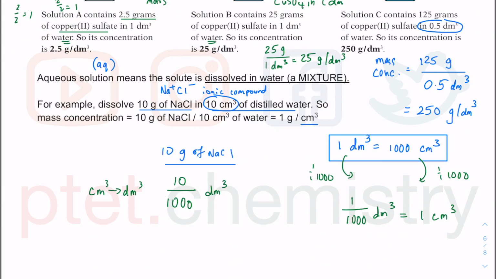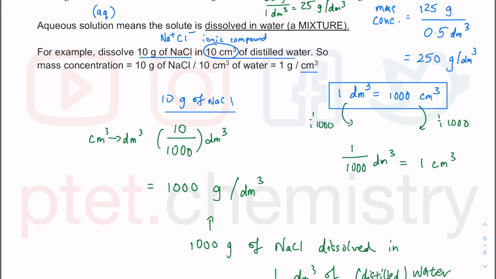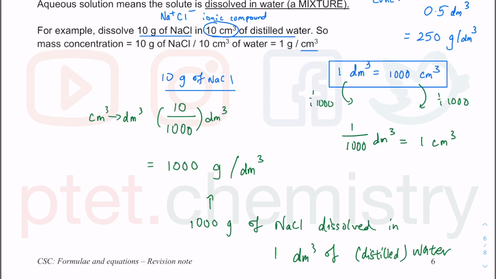What we have now is dm cube. So put it into your calculator. 10 divided by bracket, 10 over 1000. And then you will get 1000 gram of NaCl divided by 1 dm cube. So what does it mean? It means that you have 1000 gram of sodium chloride dissolved in 1 dm cube of distilled water. So our solvent is almost always water in your simple chemistry. So concentration in gram per dm cube.